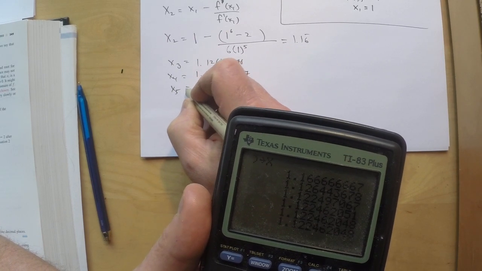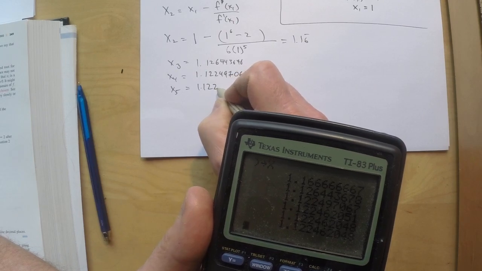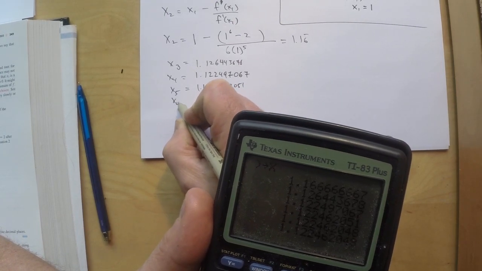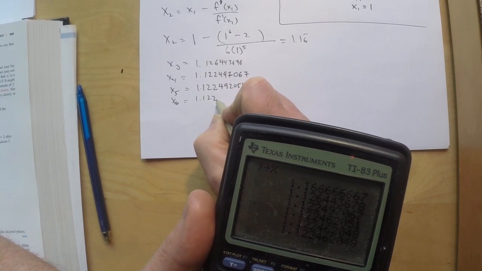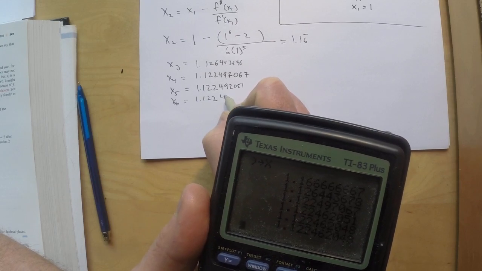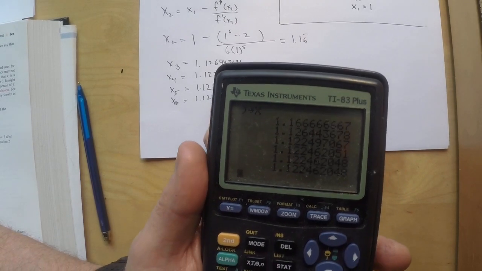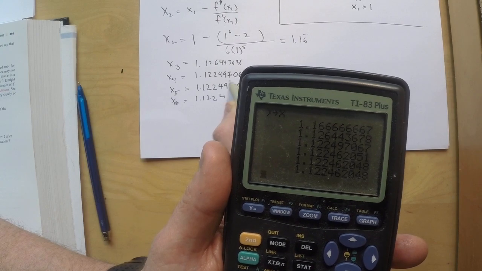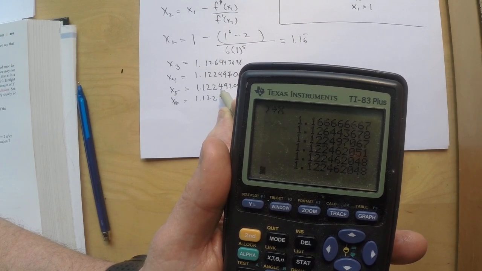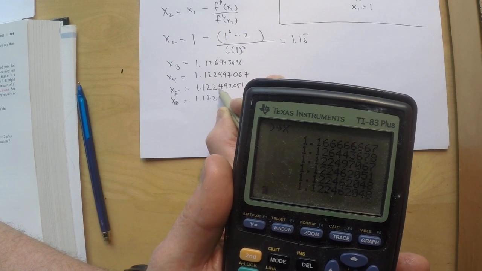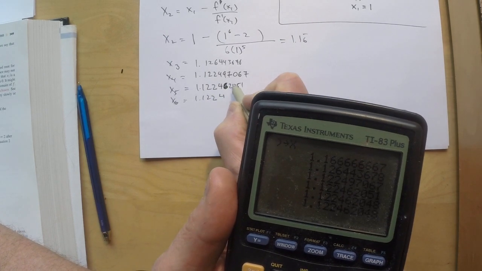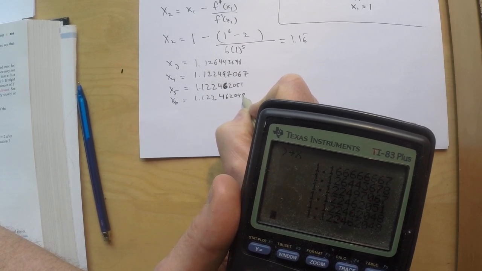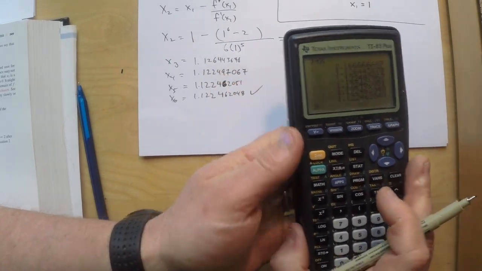The fifth was 1.122497067, and the sixth iteration 1.122462051. Where are we? Shoot. Oh man, okay. 1.122497067. There should be a 6 here. 1.122462051. Sorry, my eyes are going cross-eyed. 1.122462048, and at that point I've got 8 decimal places of accuracy.